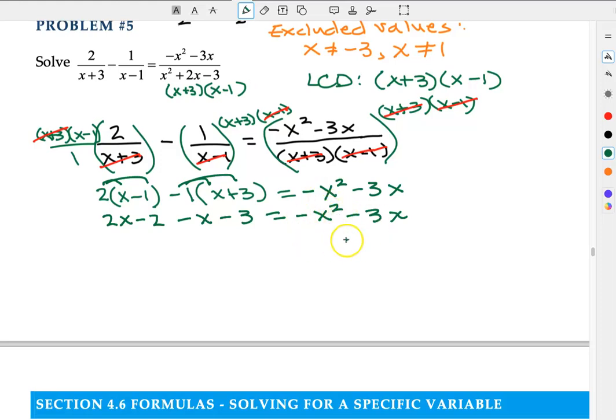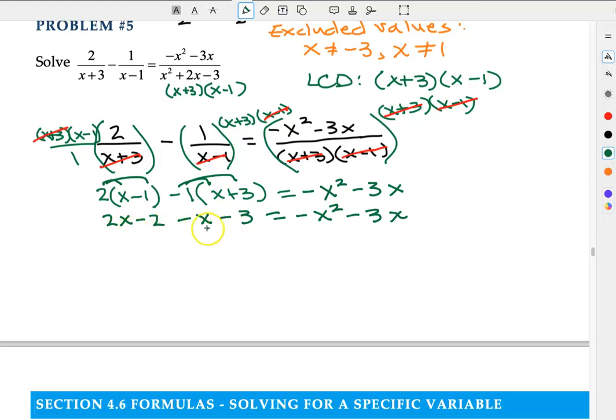But if there's an x squared term, we need to get everything over to one side and put it equal to 0, because that is going to help us factor to solve it. So we talked about something called the zero product property in the last module, in module 3, and so now that is coming back to us again.